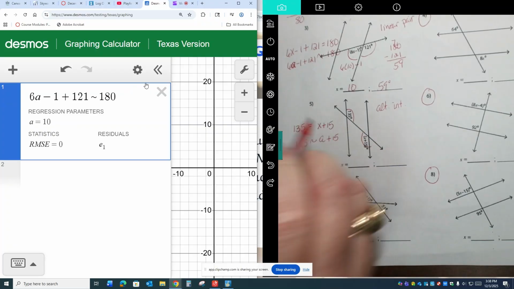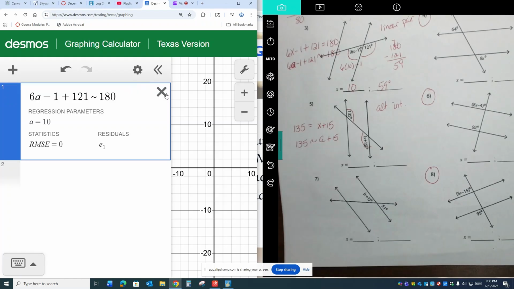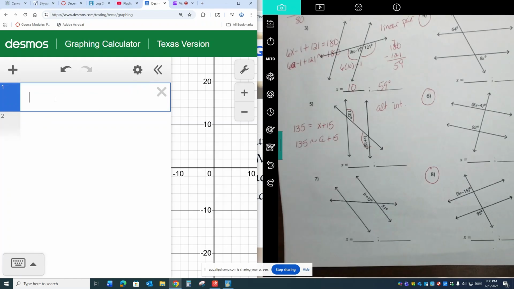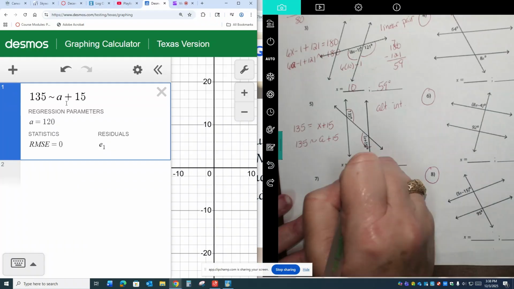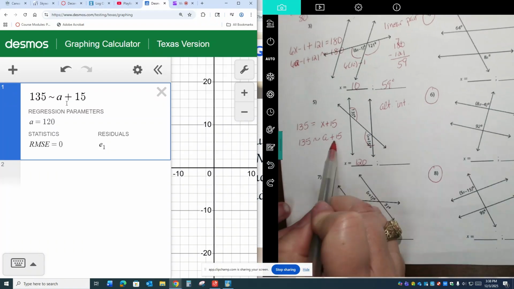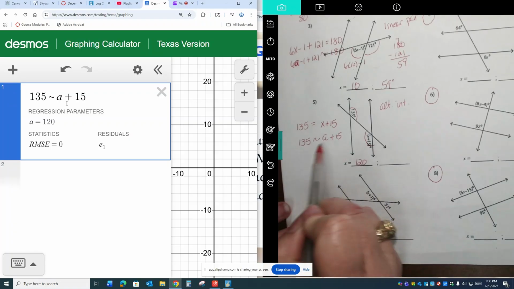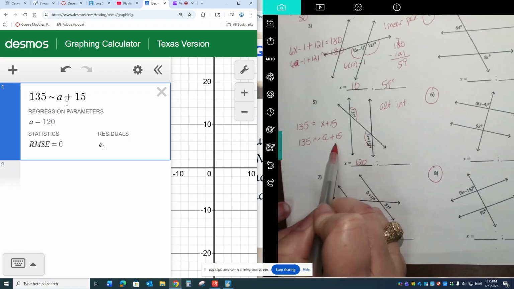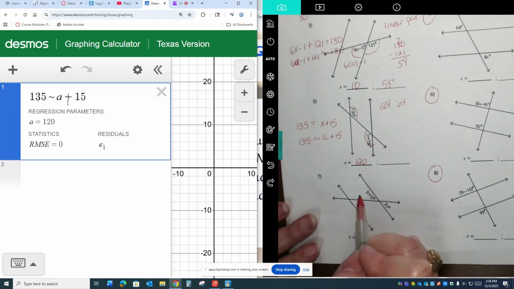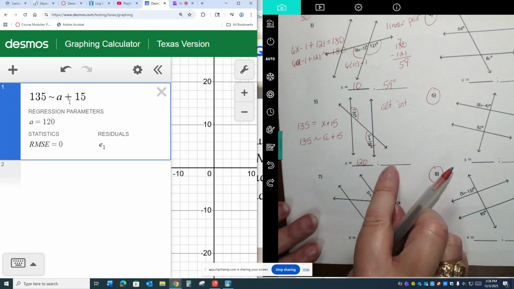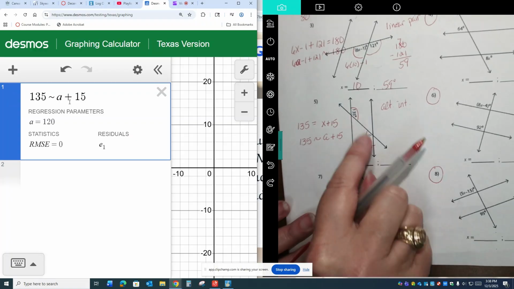For whatever reason, Desmos does not like the x. So here we go. 135 has to equal, or tilde, a plus 15. X is 120. And that makes sense because if I subtract 15 from both sides, 135 minus 15 is indeed 120. All right, to figure out my other angle, we said these are the same, right?